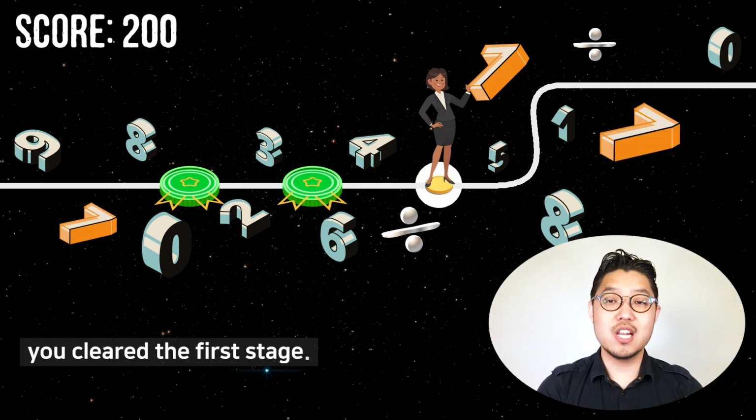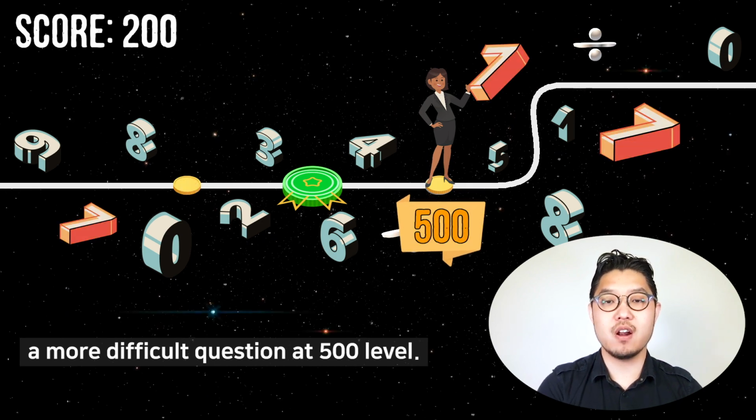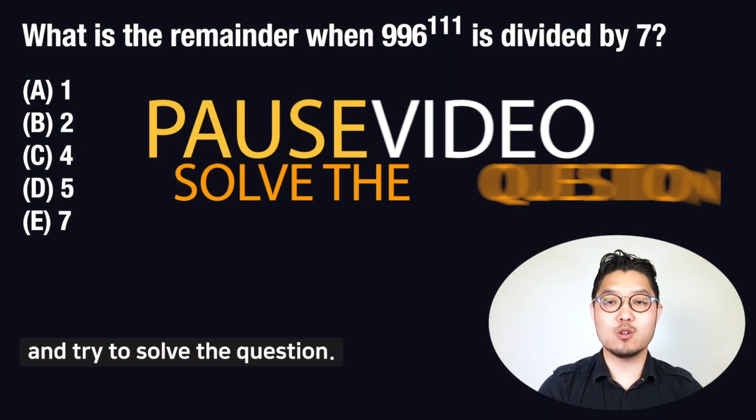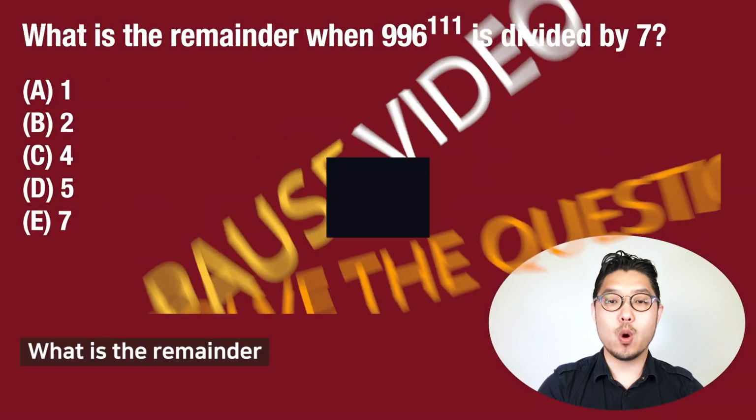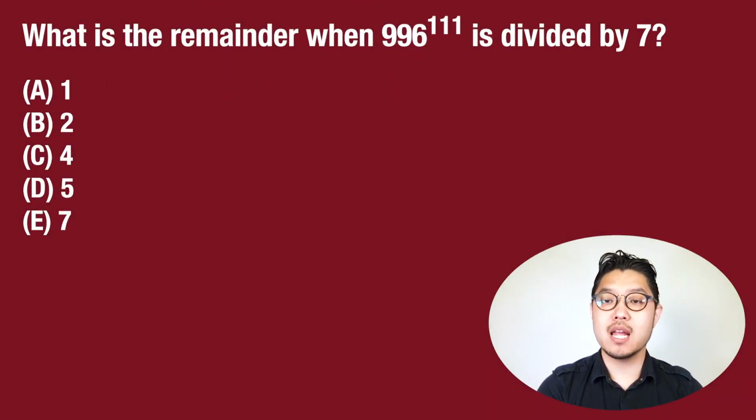Good job! You cleared the first stage. Now let us solve a more difficult question at 500 level. Are you ready? Pause the video and try to solve the question. What is the remainder when 996 to the 111th power is divided by 7?